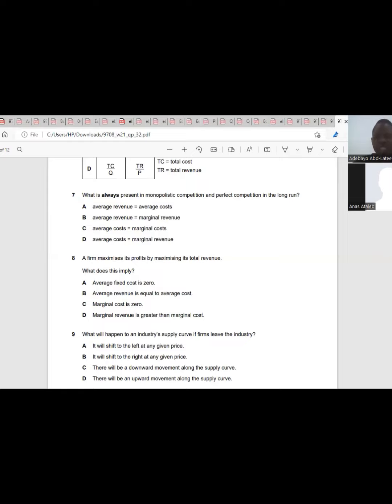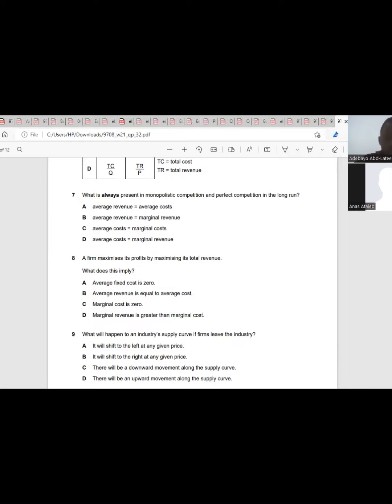Yes. So in the long run, the average revenue must equal the average cost. So AR must equal AC. Number 7 is A. Are you with me? Yes. Firms in perfect competition and monopolistic competition find it difficult to maximize profit, based on the fact that they are selling to the same customers and selling almost the same product. So maximizing profit might be very difficult.